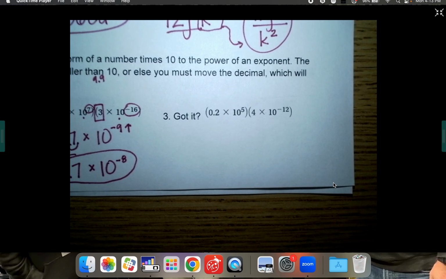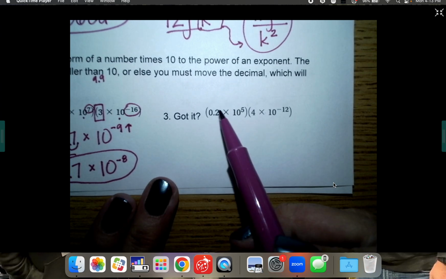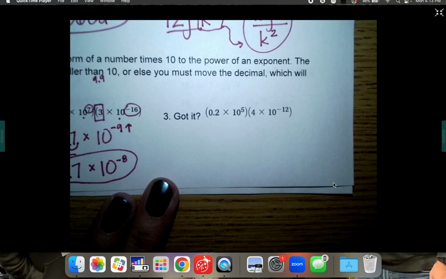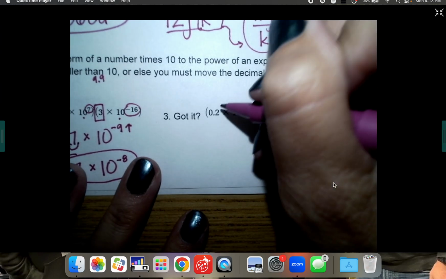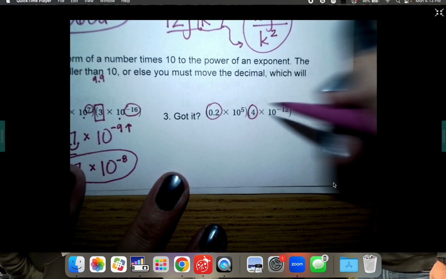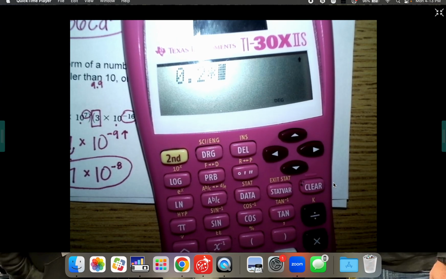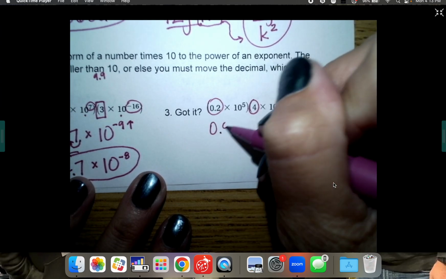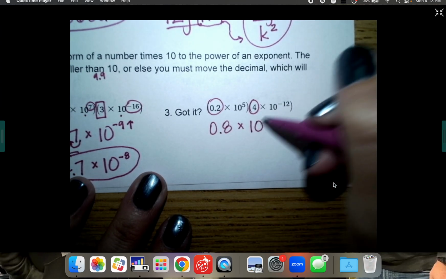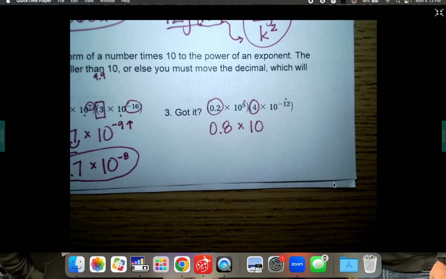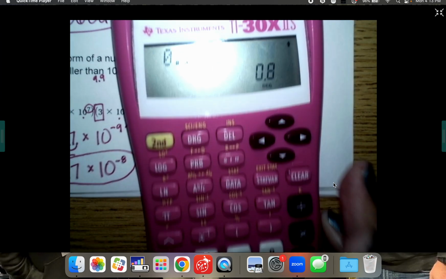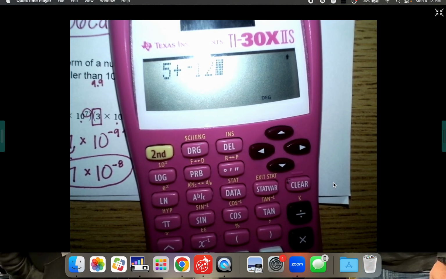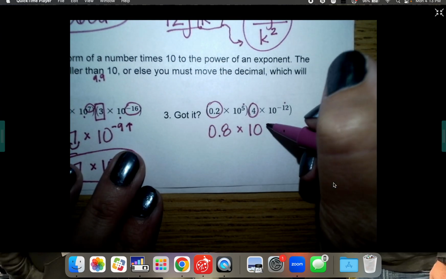All right, the first problem I see is this number is not in scientific notation. That's too small. But that's all right, because all we're doing is multiplying it anyway. So we're going to take 0.2 and multiply it times 4. 0.2 times 4 equals 0.8. That's a problem. Times 10 to the power of, we can add these exponents. So 5 plus negative 12 is negative 7.